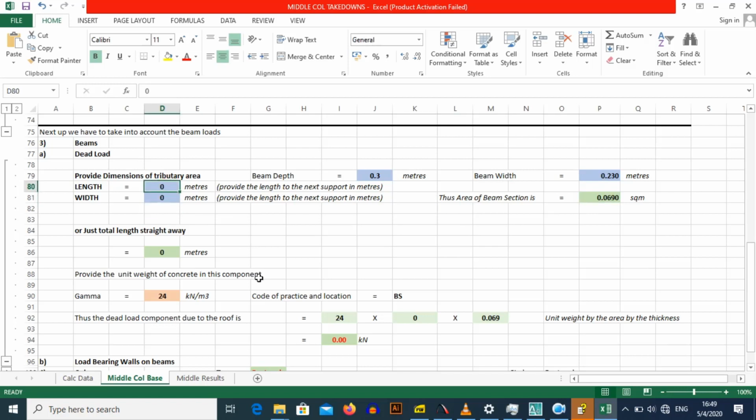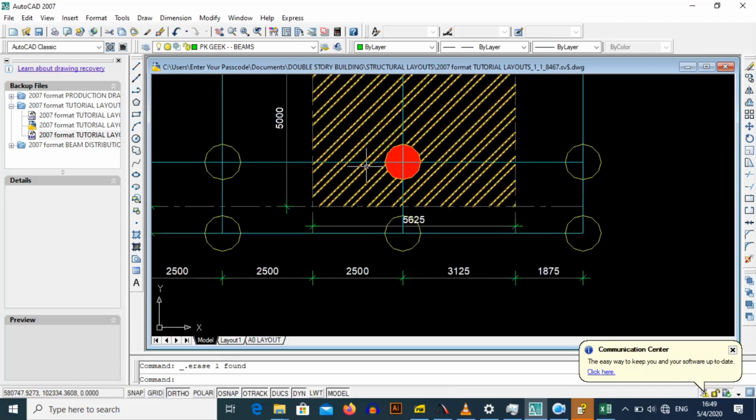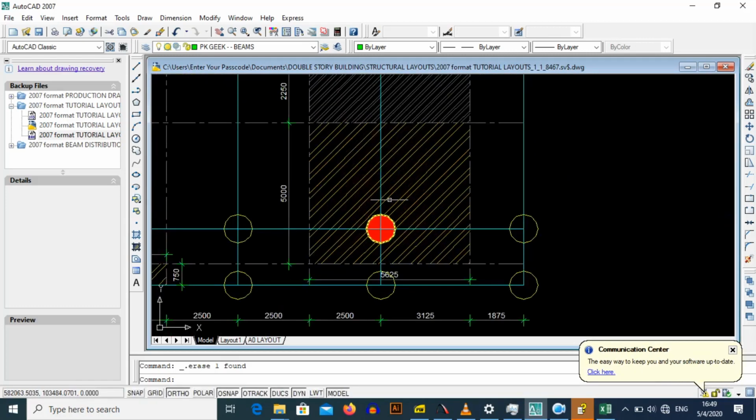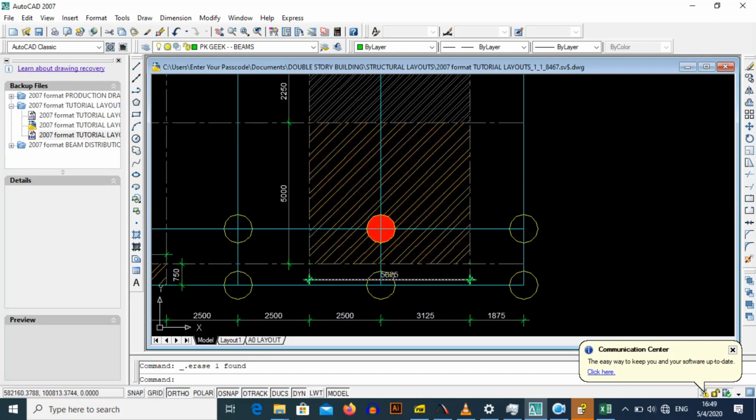Then the length of these beams, which are our beams, let's see, go back to AutoCAD, let's go back to our shell. So these are the beams which are going to be contributing to this. We're going to have this portion bounded by the shaded area, so there's going to be 5.625, then we're also going to have this portion bounded by the shaded area as well. It's going to be 5 meters.